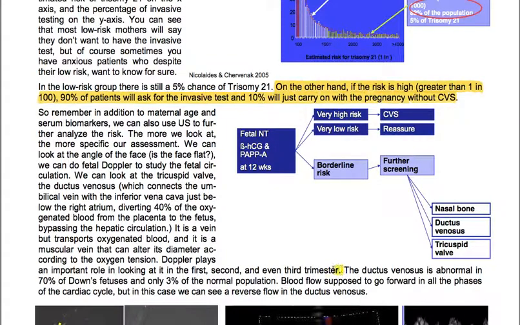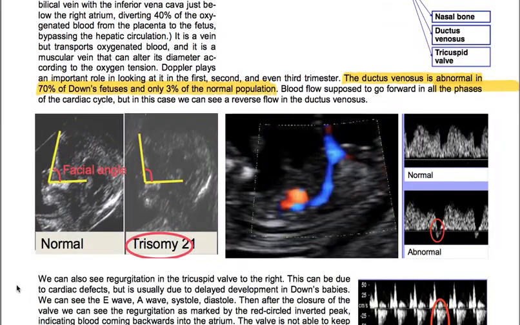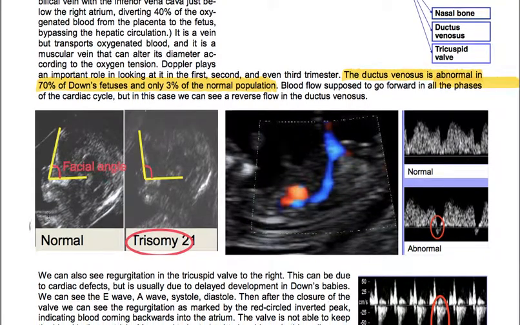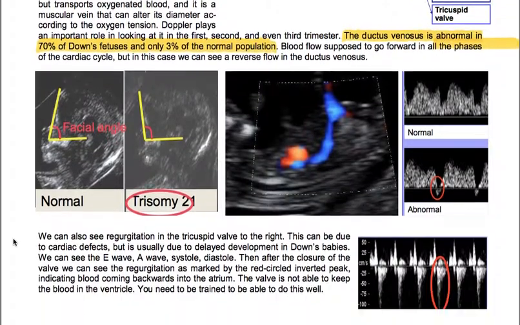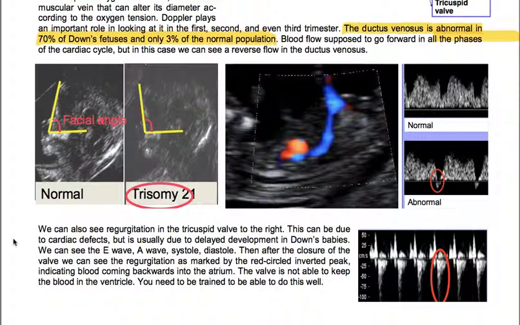Blood flow is supposed to go forward in all the phases of the cardiac cycle, but in this case we see a reverse flow in the ductus venosus. We can also see regurgitation in the tricuspid valve. This can be due to cardiac defects, but usually due to delayed development in Down's babies.